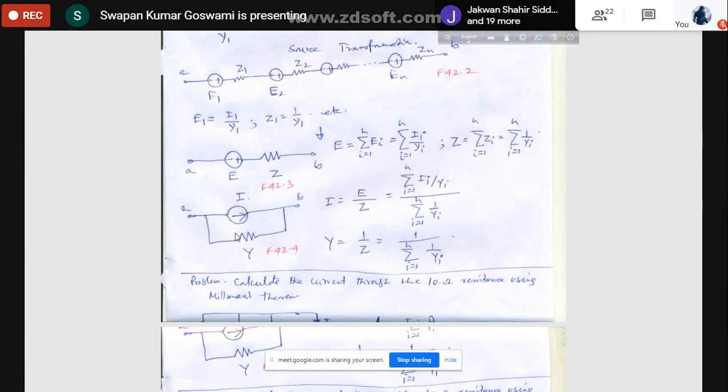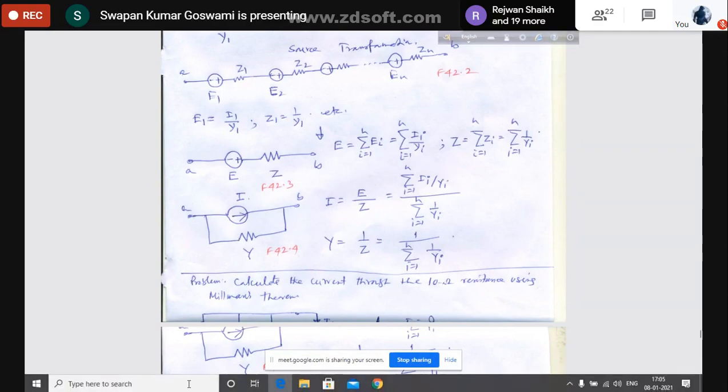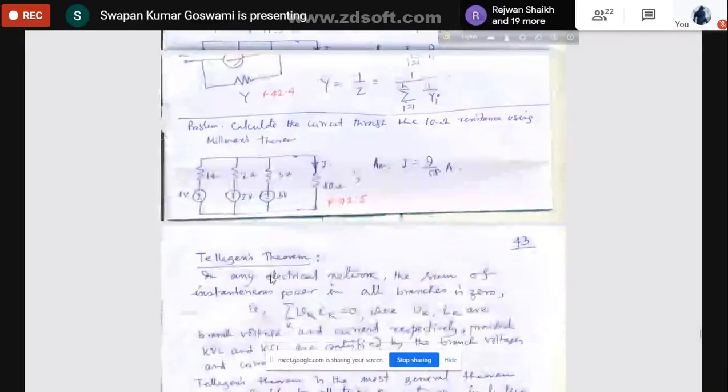Does anyone have any questions, or is it understood by all? Bolo? So if all of you understand, then let us proceed. Say this is the example, okay?